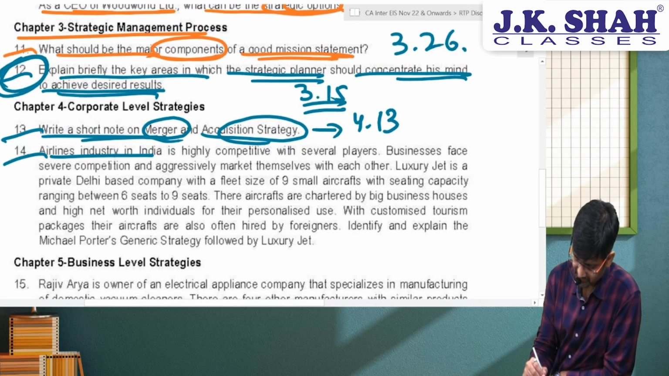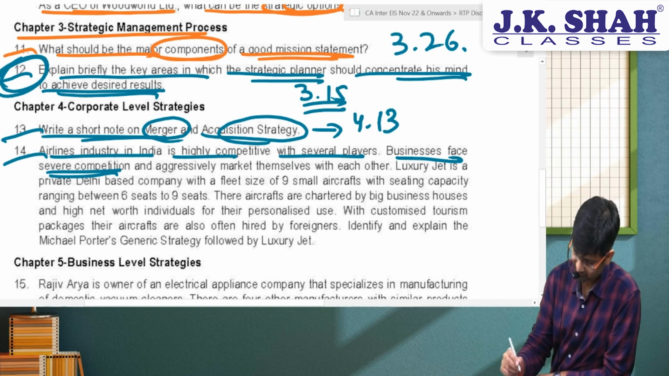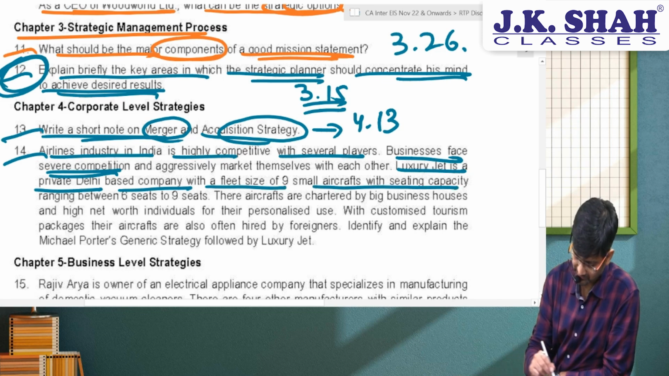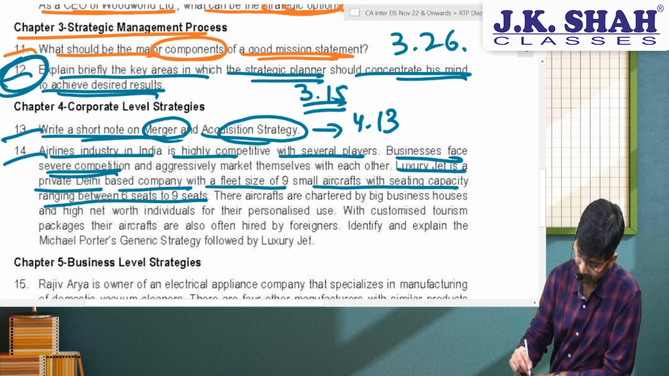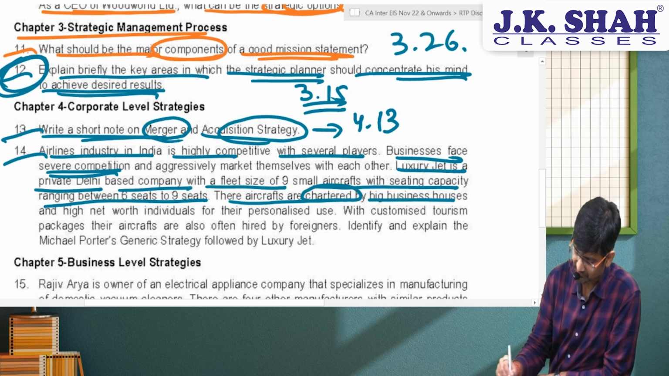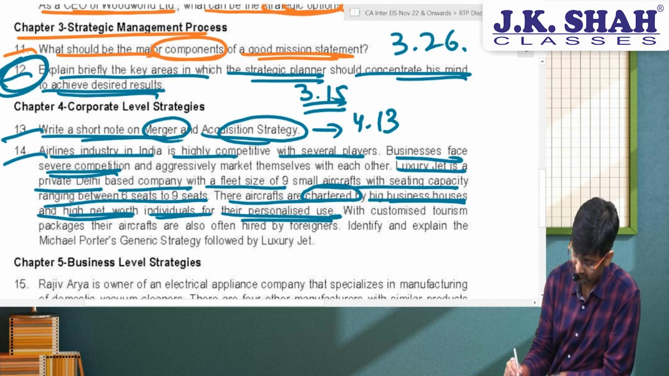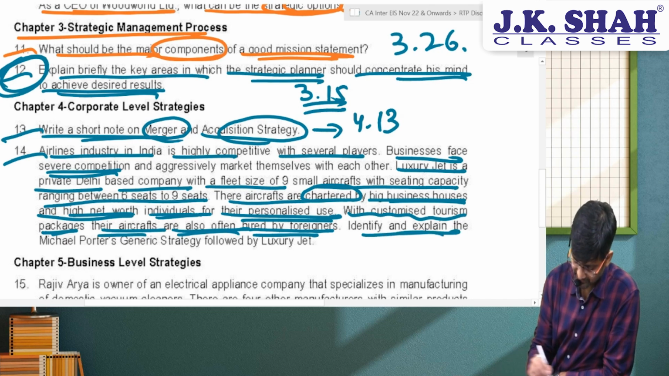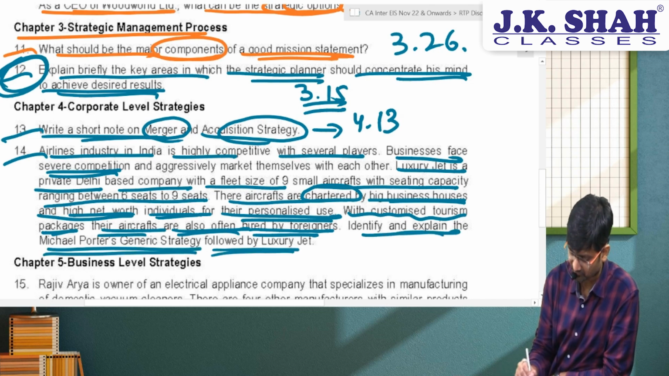Airlines industry in India is highly competitive with several players. Businesses face severe competition. Luxury Jet is a private Delhi-based company with a fleet of 9 aircrafts with seating capacity ranging from 6 to 9 seats. These aircrafts are chartered by big business houses and high net worth individuals for their personalized use. With customized tourism packages, these aircrafts are also often hired by foreigners. Identify and explain the Michael Porter's generic strategy followed by Luxury Jet.